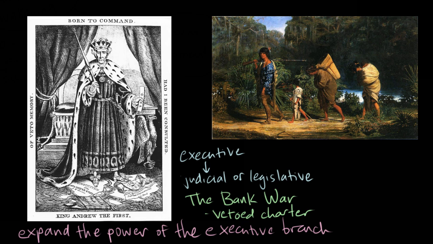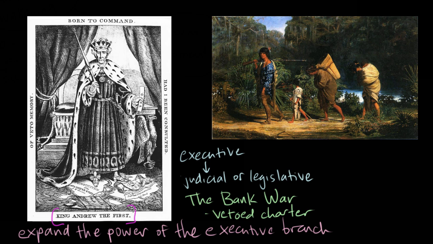And for this, a group of people who started to coalesce around their hatred for Jackson started calling him King Andrew I, because Jackson used the power of the veto all the time, because he was trying to, in some ways, reduce the power of the federal government, which was one of the key tenets of the Democratic Party, but at the same time kind of increase his own power, because he used his veto in many cases to further his own agenda.